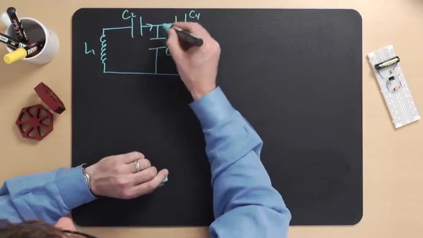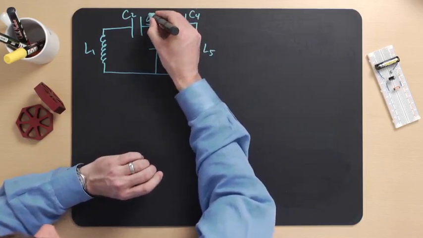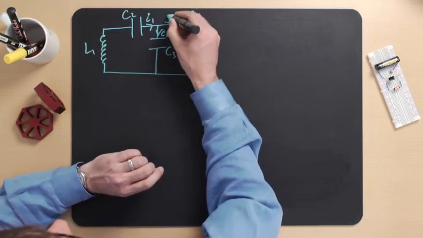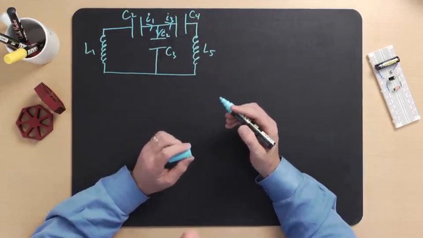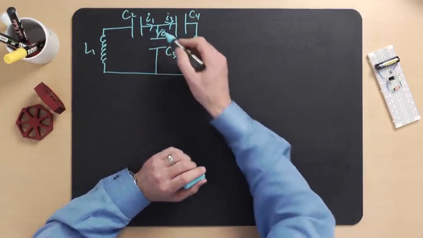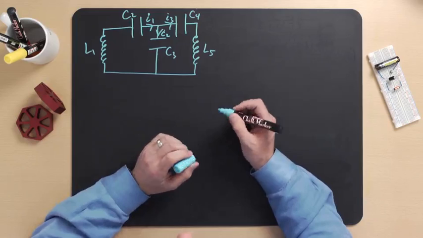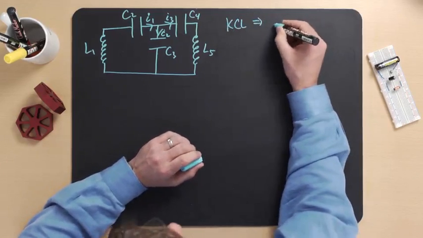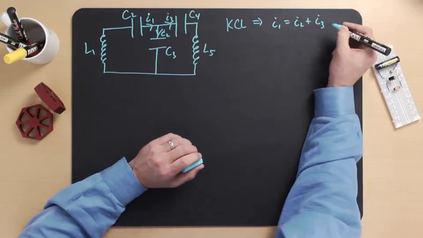So I'm going to use a flow convention like this, and I'm going to label these I1, I2, and I3. I can assign the current sign convention any way I want, and then the way that I mark this represents that convention. Kirchhoff's current law states that we know that I1 is equal to I2 plus I3.